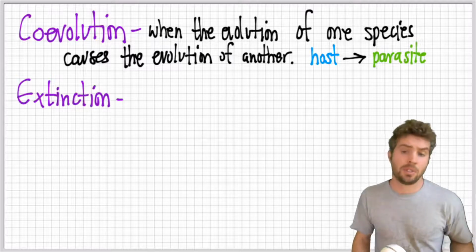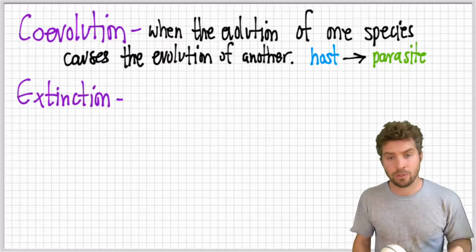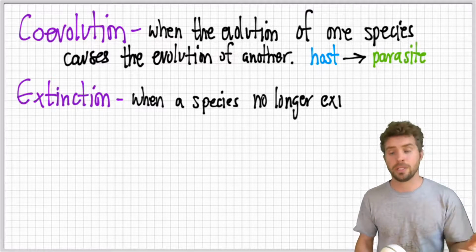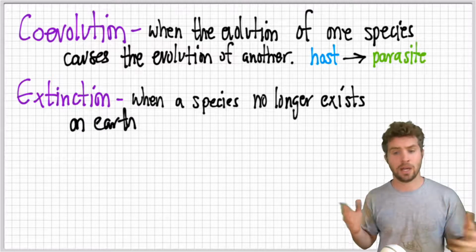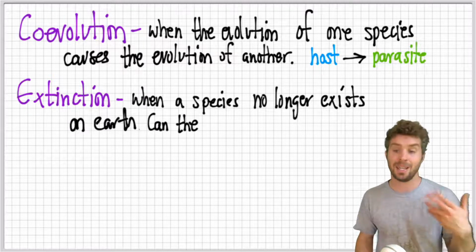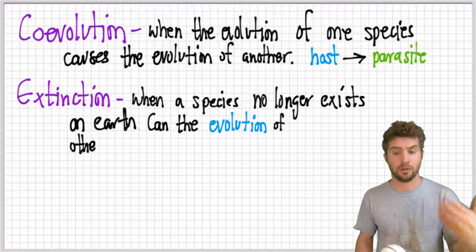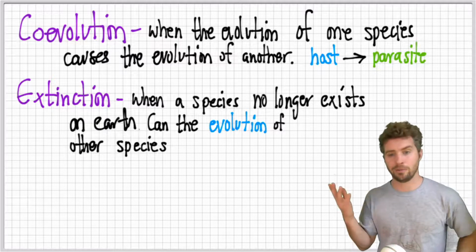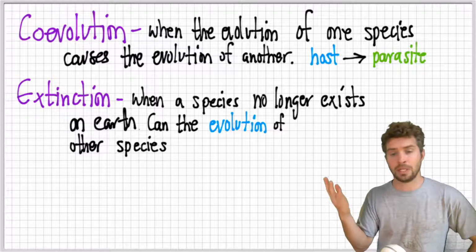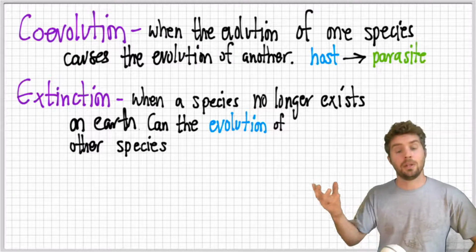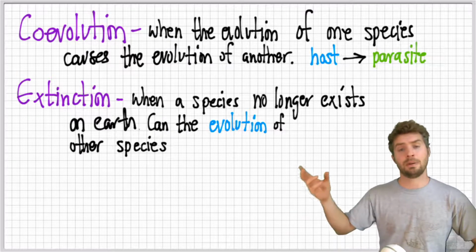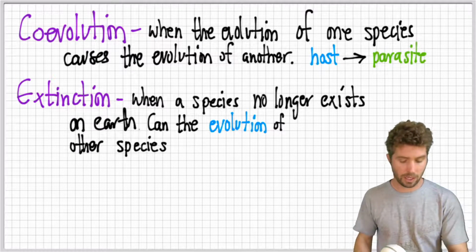Extinction is an important part of evolution. Extinction, probably most folks know what it is, when a species no longer exists on Earth. Okay, so when all have died out, they haven't been able to pass on their genes. This is important because it can influence the evolution of other species as well. It's kind of coevolution, except one species is not evolving. So if there was a parasite and host, and the host becomes extinct, then the parasite would have to evolve and find another host, or else it will go extinct as well. Okay, lots of examples of that kind of thing.